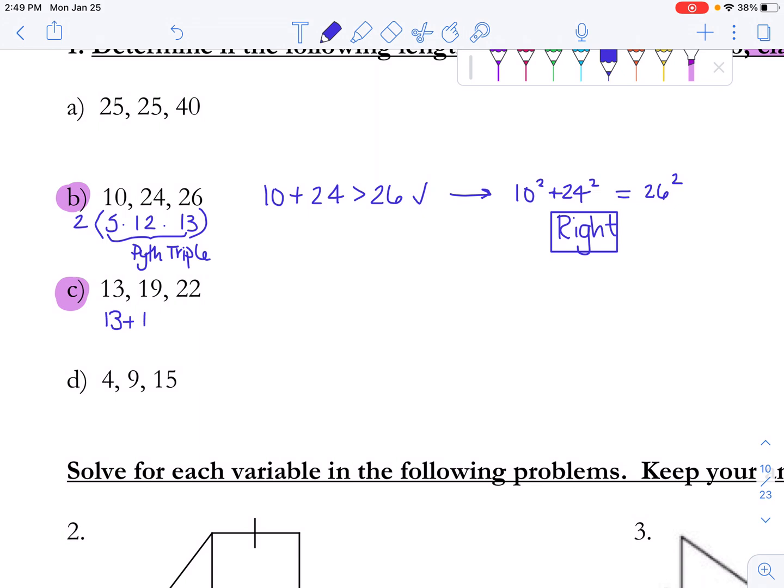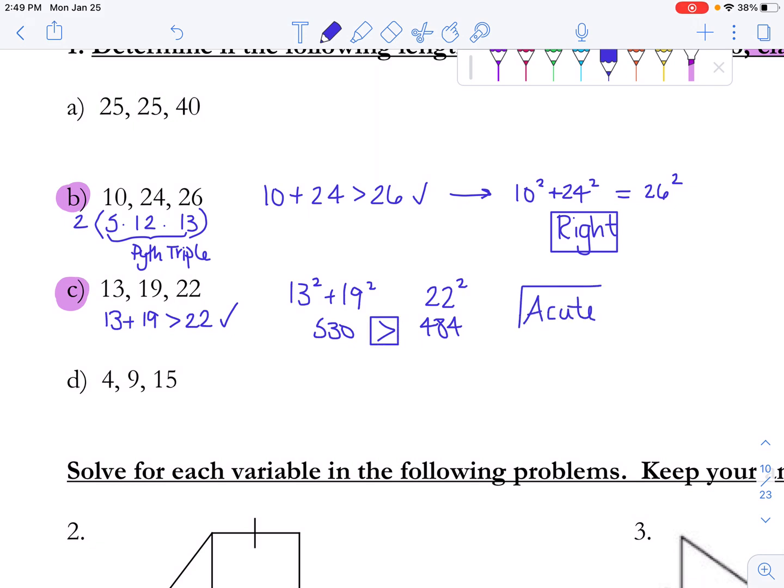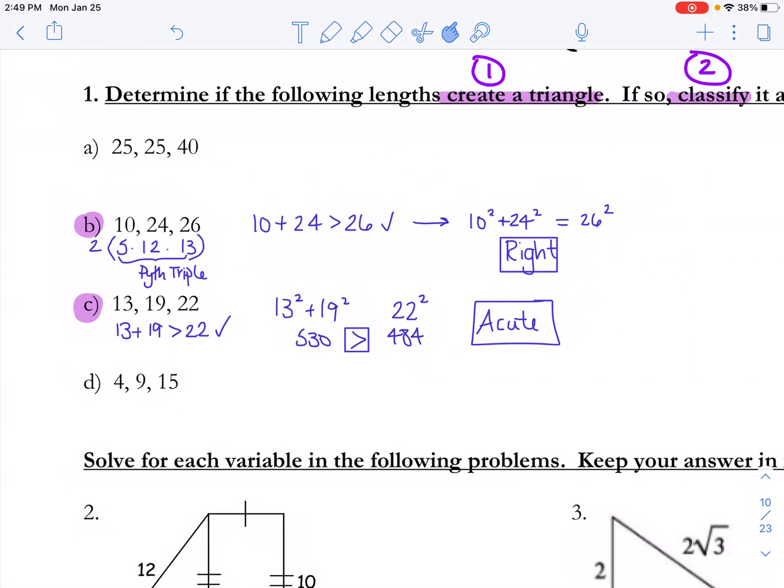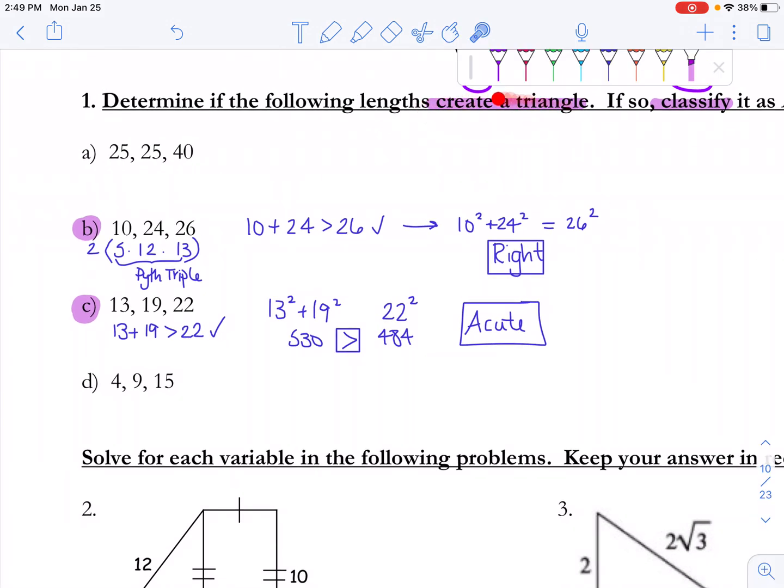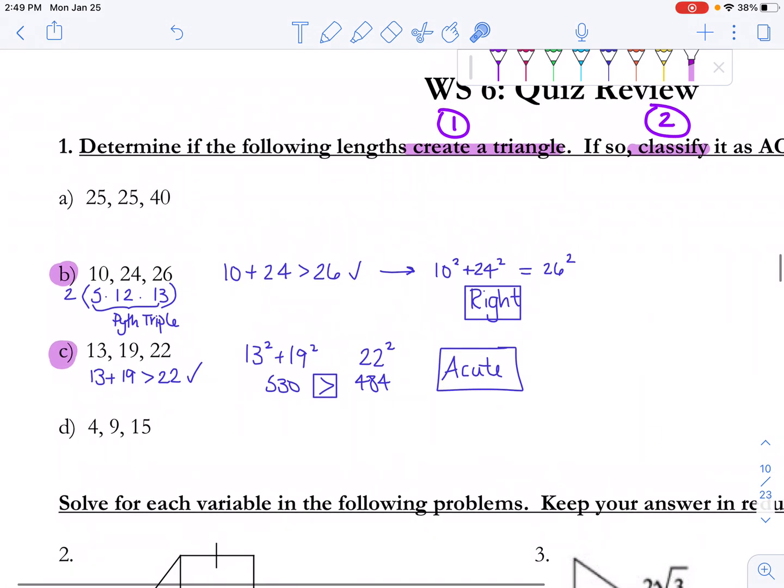So 13 and 19 are the two smaller sides. If I add them together, is it going to be greater than 22? It is. So now I can compare 13 squared plus 19 squared to 22 squared. So this ends up being 530. 22 squared is 484. So 530 is greater than. So this greater than tells me that this triangle is going to be an acute triangle. Okay, so don't forget the 2 steps for these portions. First, make sure the sides can physically create a triangle and then classify.